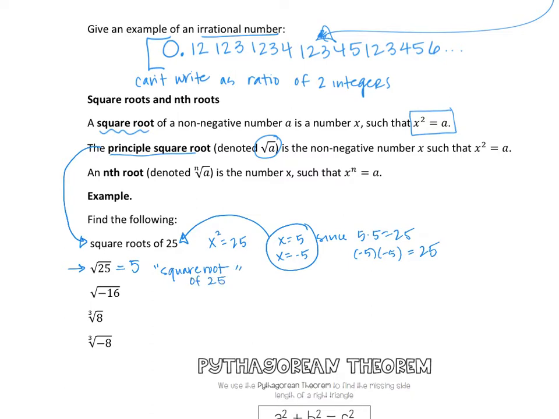Now the square root of negative 16, this doesn't make sense because there's no number times itself, no real number, that can multiply to a negative. So this is going to be not a real number. And we actually have another part of our number system that includes imaginary numbers, but we won't get into that.